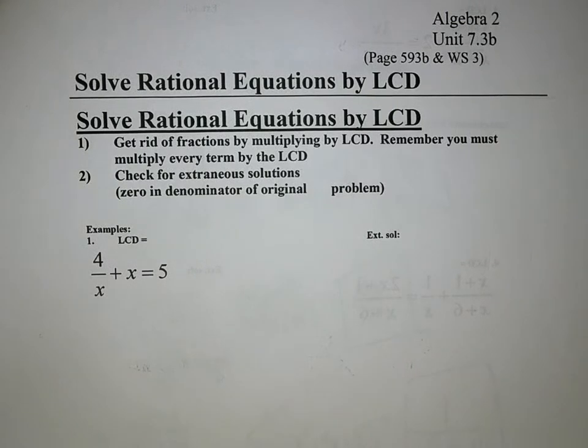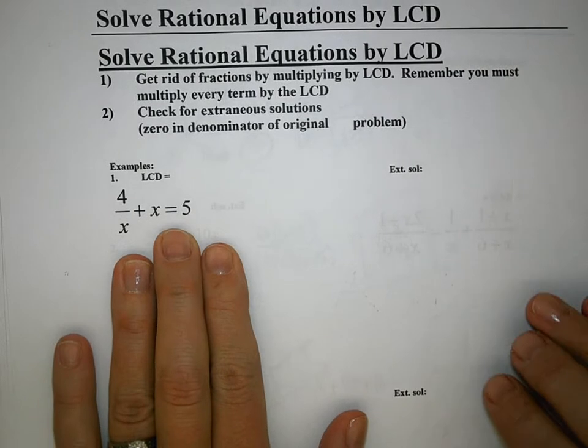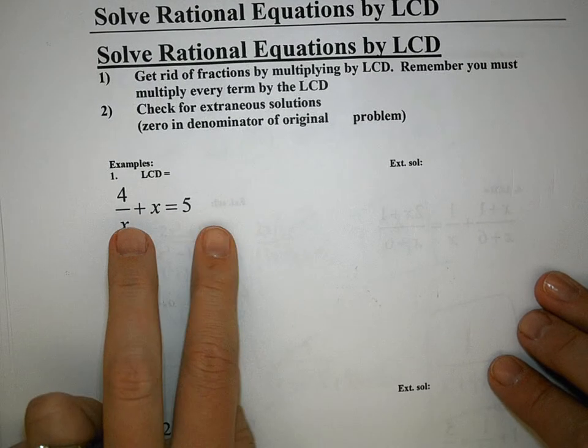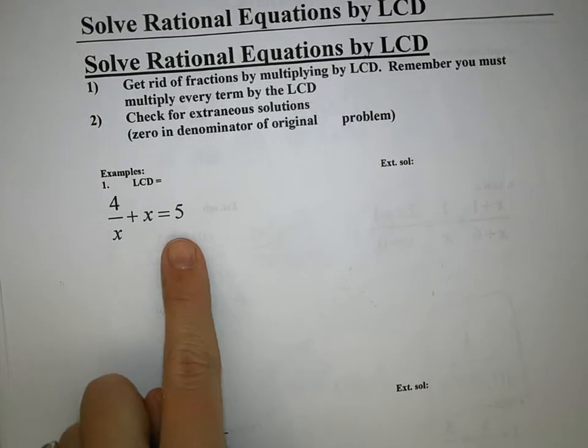7.3b, we are talking about solving rational equations by using the LCD, the least common denominator. If you notice this problem from the last problems that we were working on, there is not just a single fraction on each side of the equal sign, is there? So the easiest thing to do is get rid of your fractions. You can get rid of fractions because there is an equal sign.